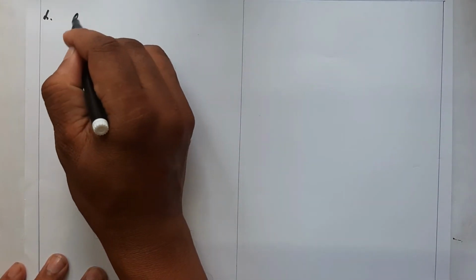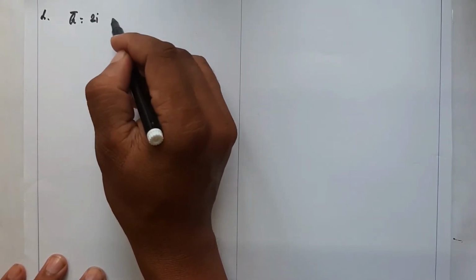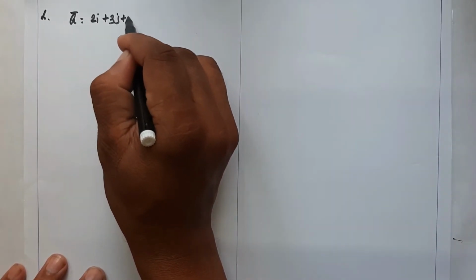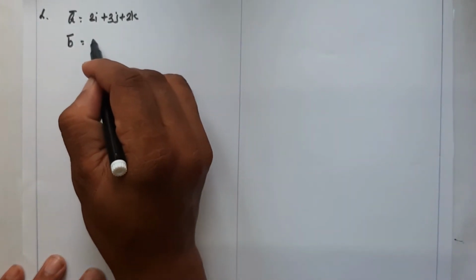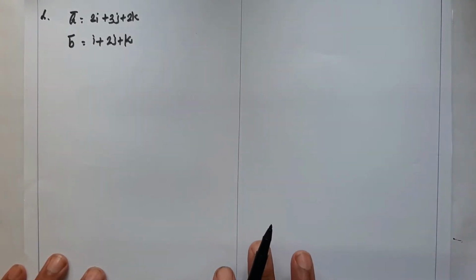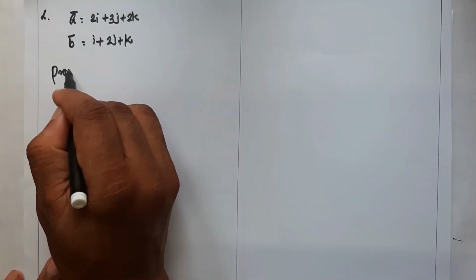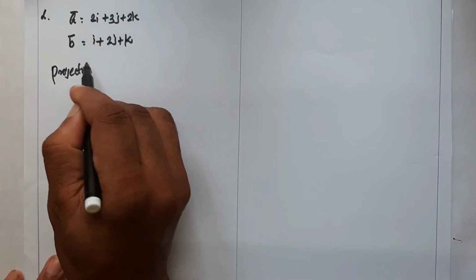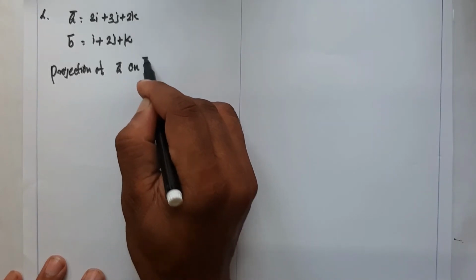Now we find the fourth question. If vector A is equal to 2i plus 3j plus 2k, and vector B is equal to i plus 2j plus k, find the projection of vector A on vector B.